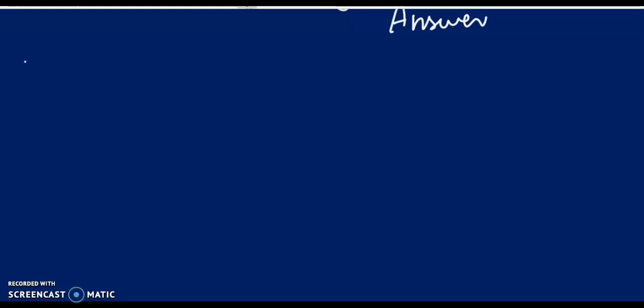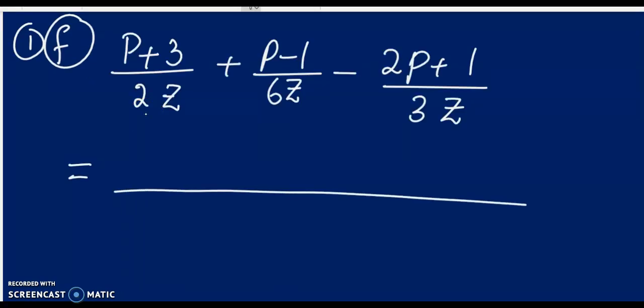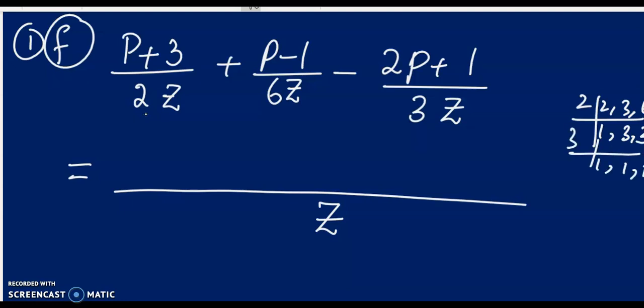This is part F of question number 1. So here we have the F part of our question number 1. Again, Z is common in all of the fractions, so Z will come in the LCM. And then 2, 6 and 3, we will take its LCM, 2, 3 and 6. 2 1s are, 3 as it is, 2 3s are. So we get 2 times 3, which is 6. So 6 is the LCM, it comes here.